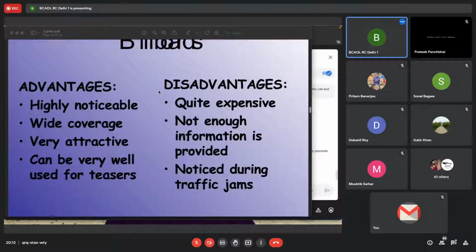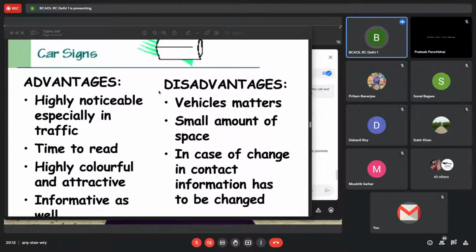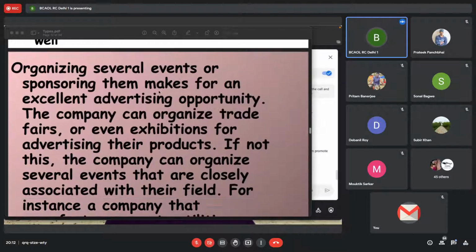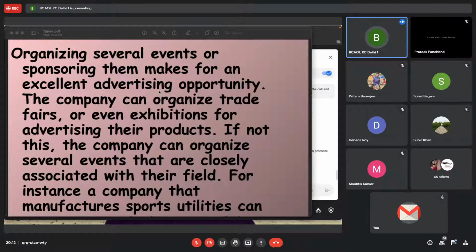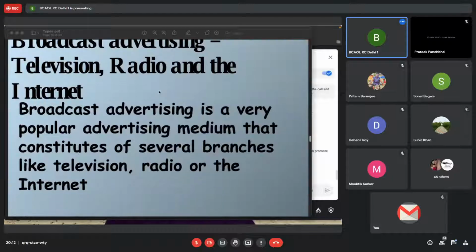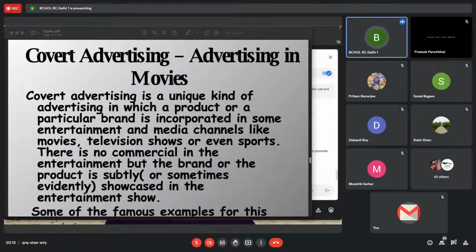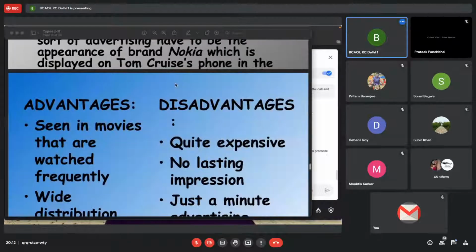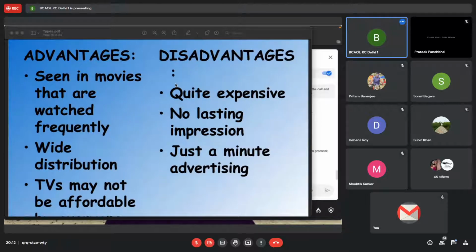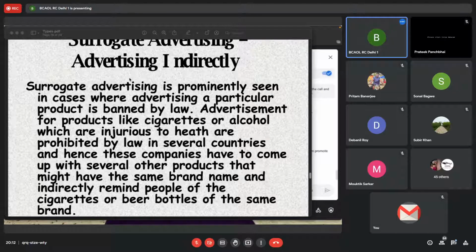Outdoor: signs, billboards, car signs. Cars also place advertisements on their doors. Even if you have seen, autos have advertisements on themselves. So they are basically paid for it. Broadcast. Covert advertising in movies, where they basically place the products in the film or in the scene, like I was telling you. You don't need to do surrogacy.